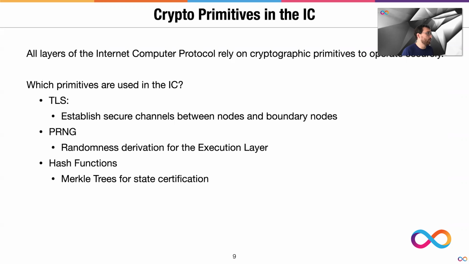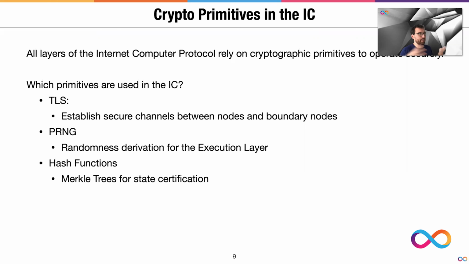In addition to this, there are also a bit more standard cryptographic schemes and protocols that are used. For example, nodes establish secure channels for communication by establishing TLS connections. We also use more standard symmetric primitives, for example pseudo random number generators, which are used to derive randomness in the execution layer. And we also use hash functions. Well, hash functions are used all over the place.